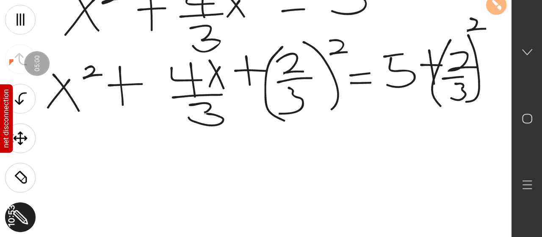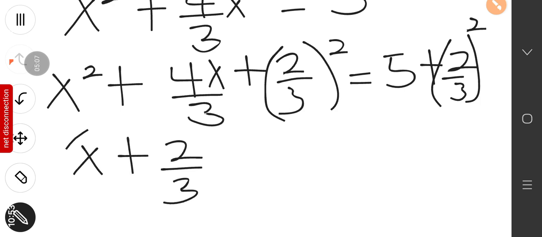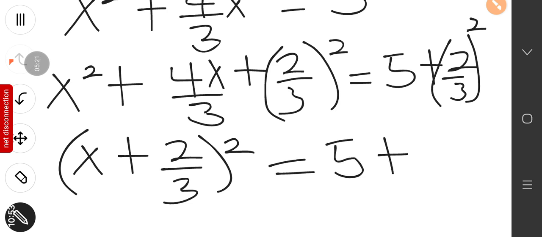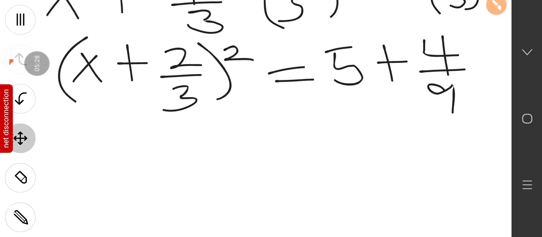So you can write the left part of the equation as (x + 2/3)². In other words, when you simplify this, you are still going to get the previous expression on the left part, equals 5 plus, now 2 squared gives us 4, and 3 squared gives us 9. So this is what we have now.